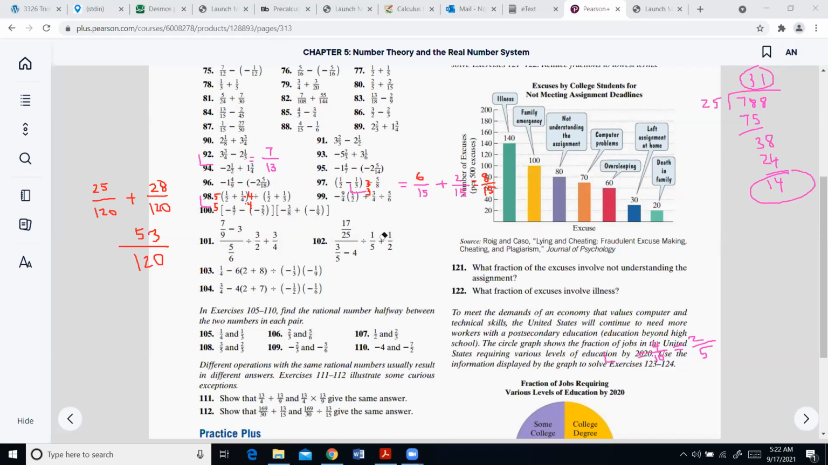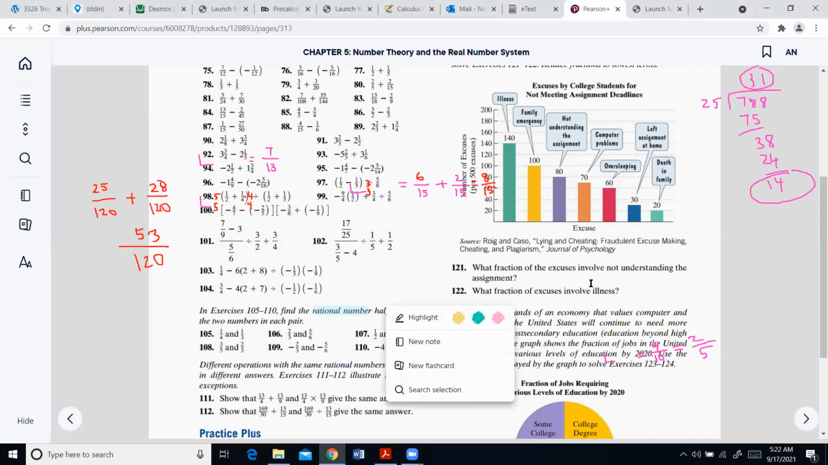Well, problem 105 is a little bit different. So it asks to find the ratio or rational number halfway in between of these two. So what do they talk about? How can I find the number in between of two? Let's say if you have numbers 2 and 4. What's going to be right in between? I say, Alex, in between is going to be 3.